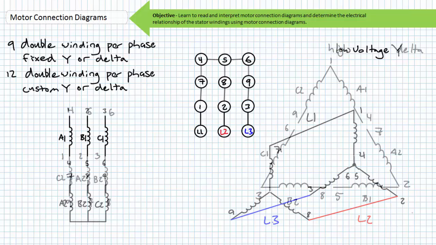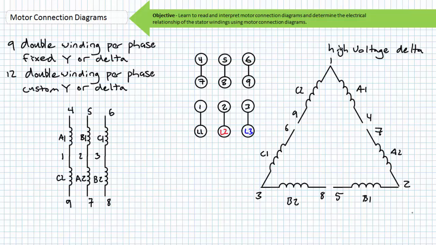Consider a 9-lead delta configured motor. In this case, the pre-wired windings only partially complete delta configurations. These partial deltas can be placed in series for a high voltage configuration or placed in parallel with one another for a low voltage configuration.